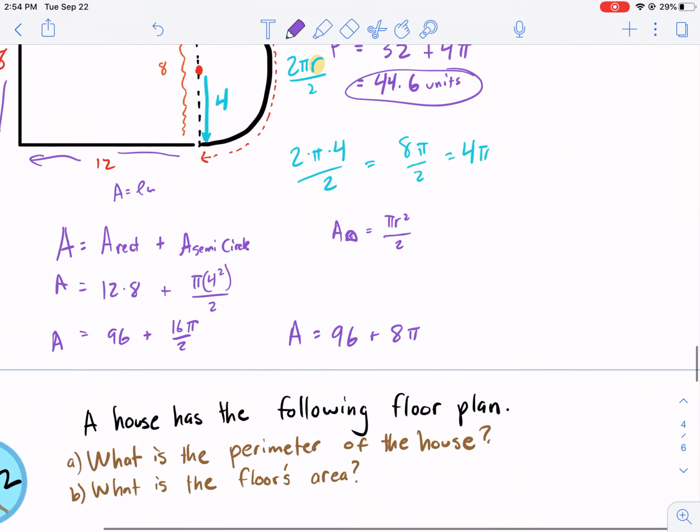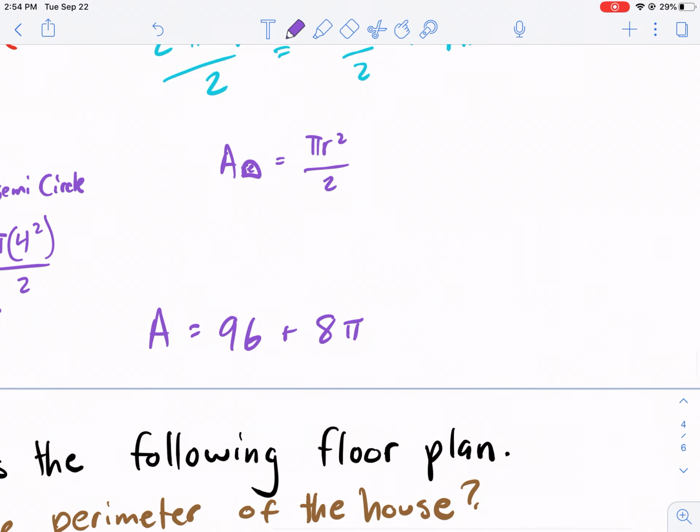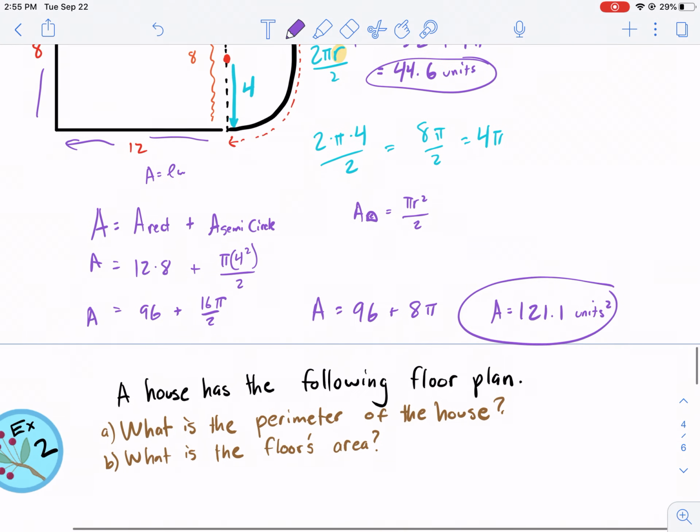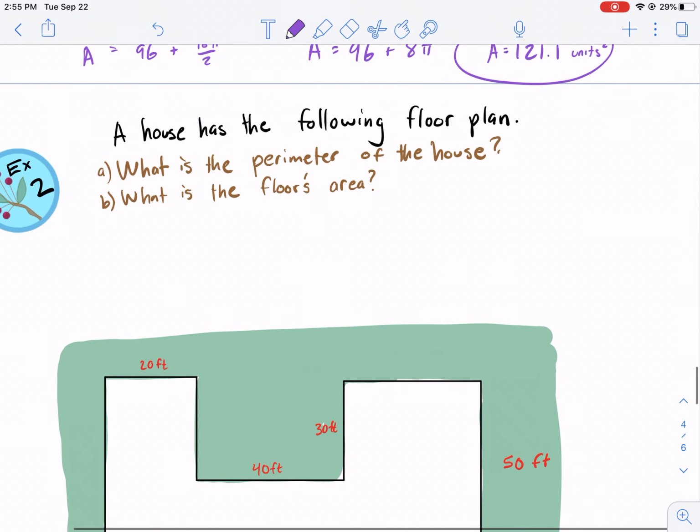So you could leave it like that because technically, I mean, that's rationalized. But if you want to find it in decimal form, I will show you how to do that real fast. Just add these together. 8 times 3.14 approximately, and we get 121.1. And that's units squared. Very important to put the correct units. Basically, every geometry math teacher is crazy about units. Sorry about that. That's just the way we are.